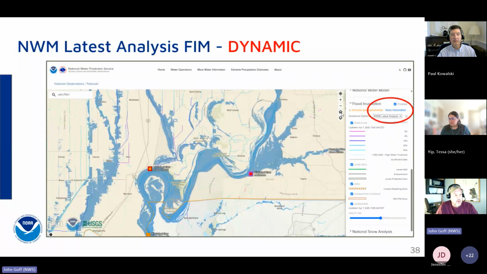Again, you get to it the same way. Click on flood inundation, choose your flavor of choice here, in this case the latest analysis FIM. I've just shown you another way to look at it. It's on a street view map, and the opacity is a little bit higher, so it's a little bit more shaded in.